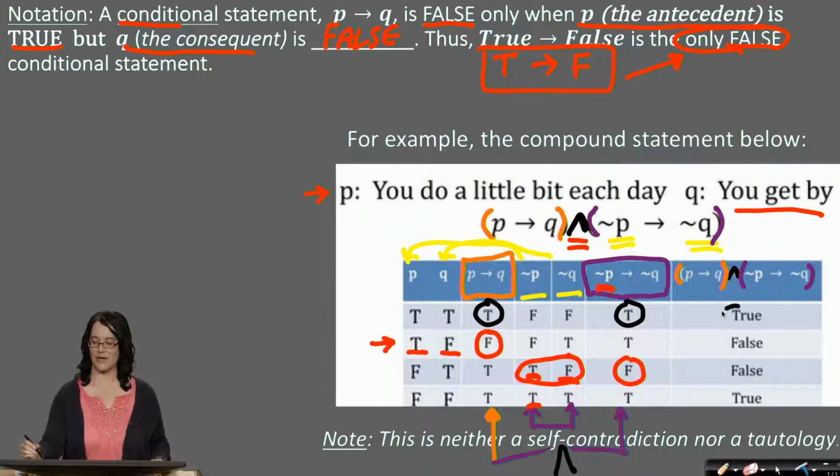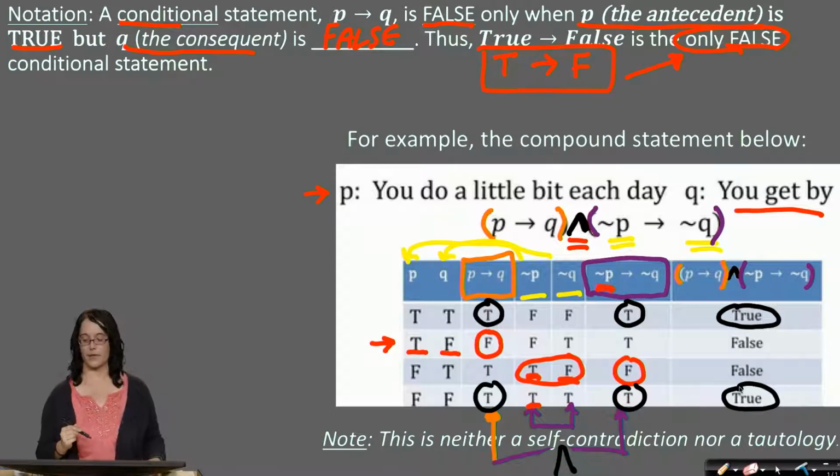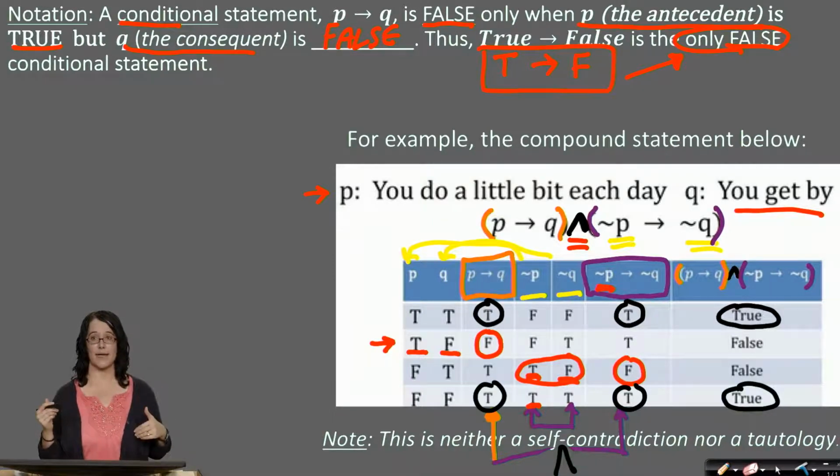So that's why this turned out to be a true statement. But in the other ones, they're not always both true, so they're falsehoods. So this would be TFF, and I looked at the last one too fast, and the last one is actually a truth as well. So it's TFFT. So it's true in the first case and the last case, and it's false in the second and third case.